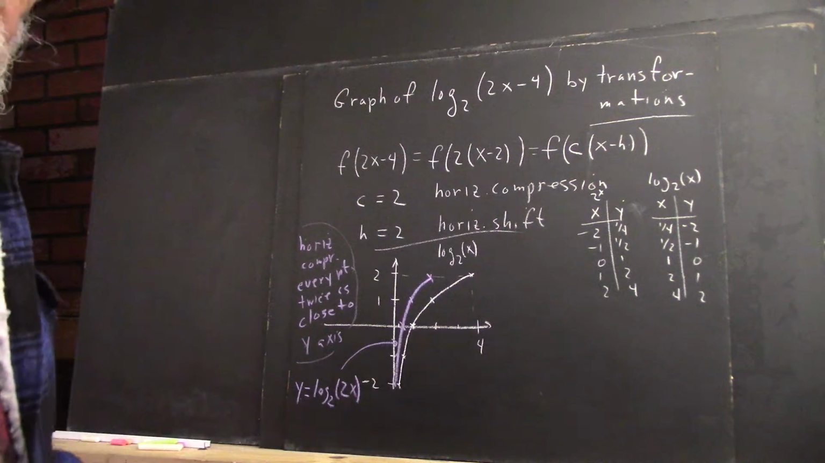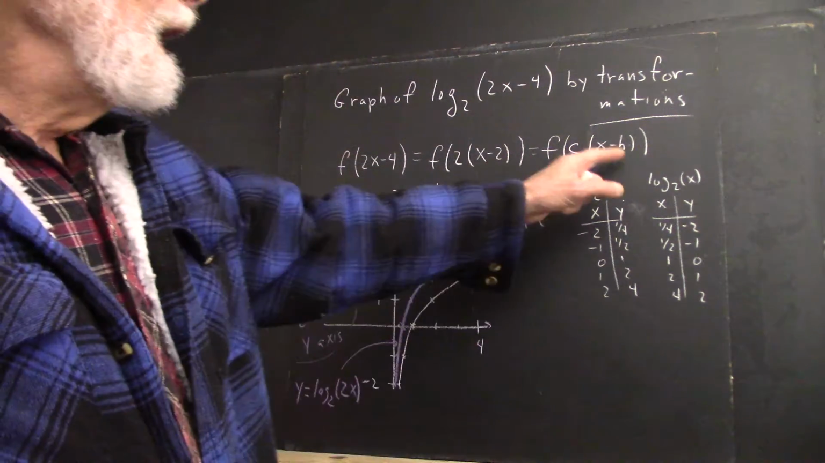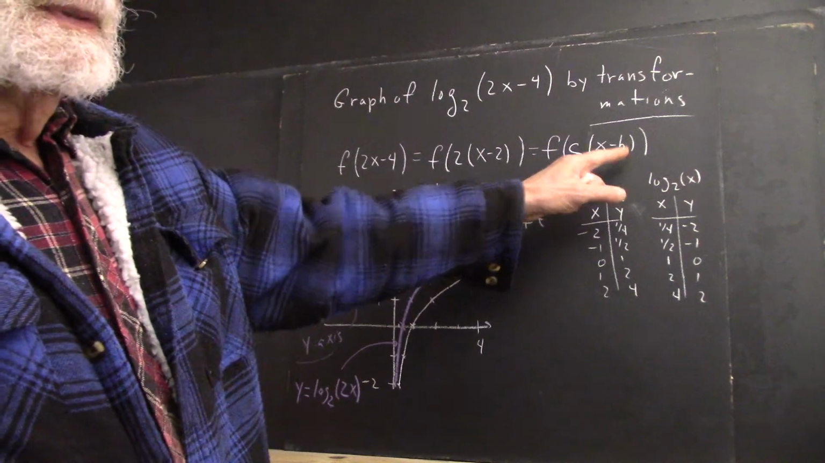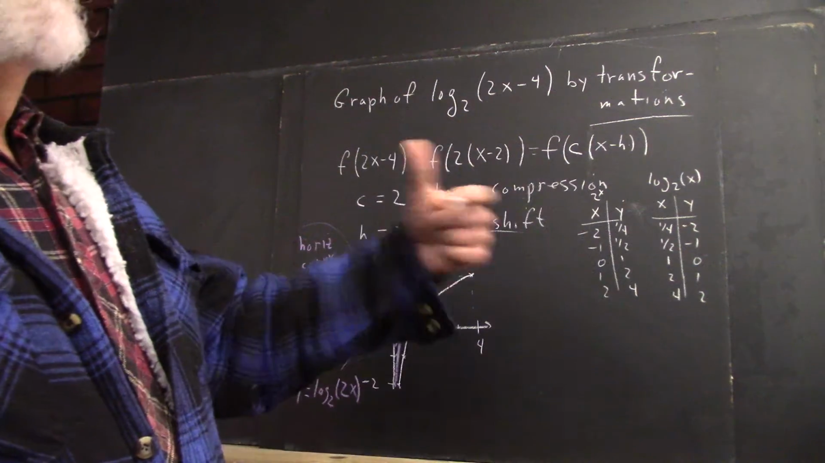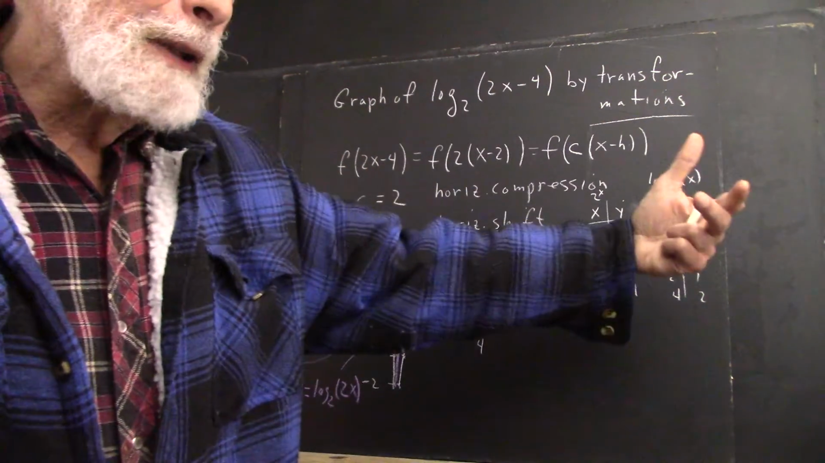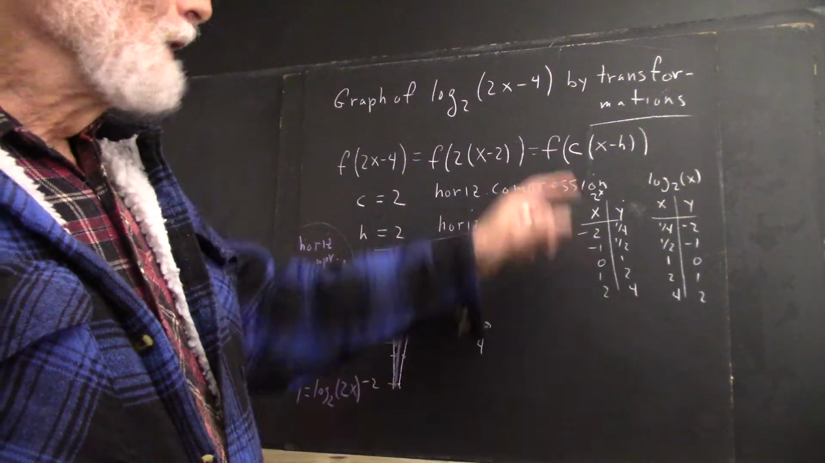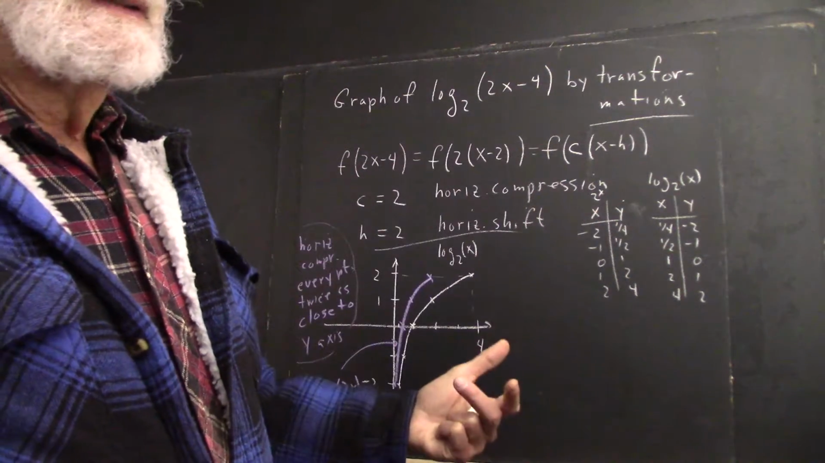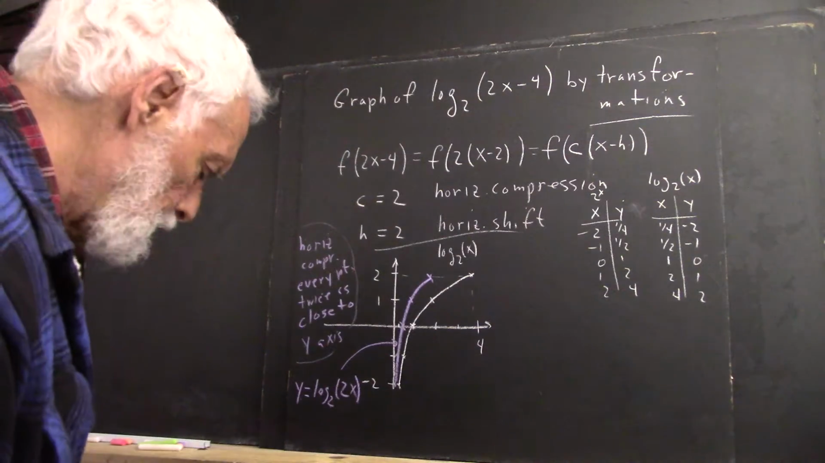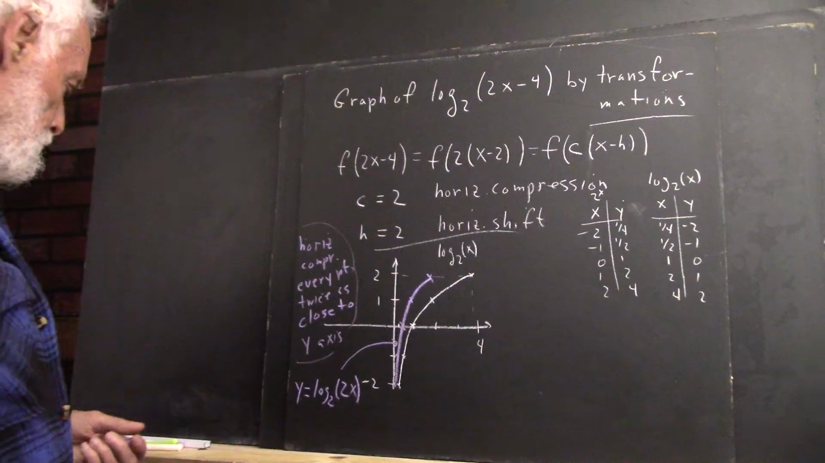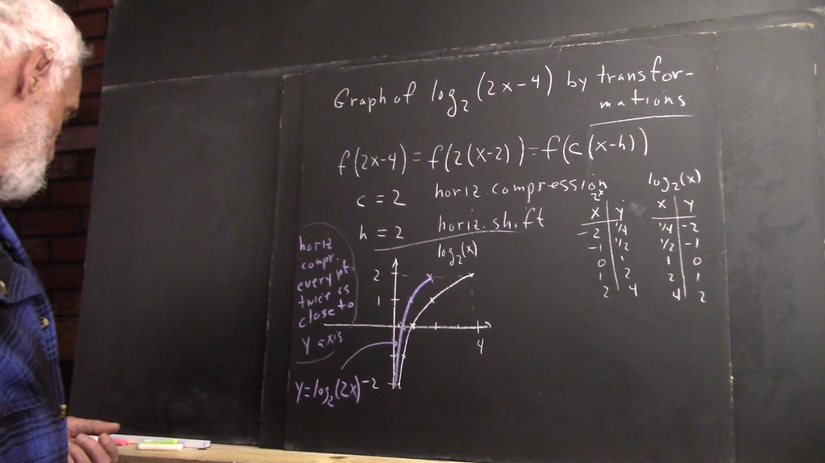Now we shift this h units in the x direction, because when you replace x by x minus h, to get the same y value, your x has to be h units bigger. To make x minus h as big as x would have been, it's got to be h units bigger, because you're subtracting the h. Ouch. That was nothing. Just a surprise. Okay.